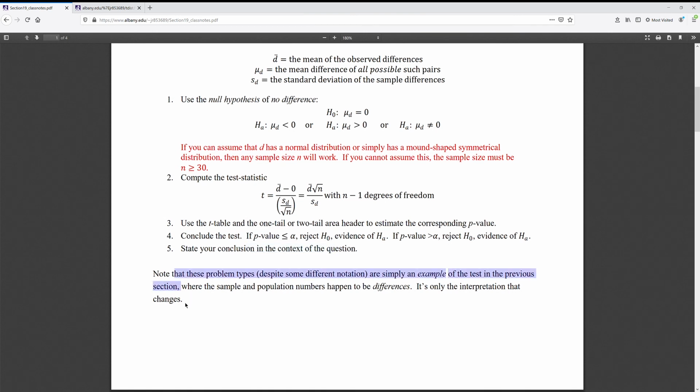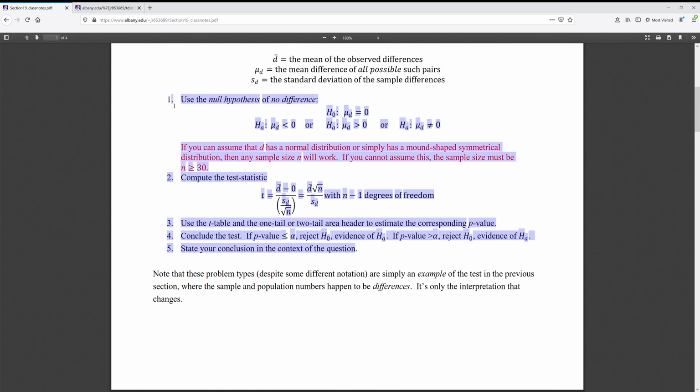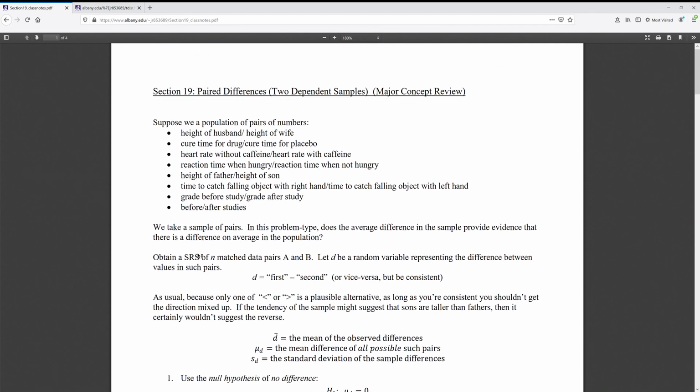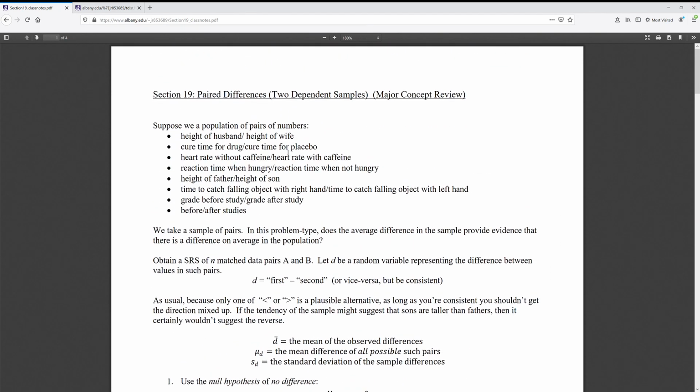And this just summarizes what I've said a couple of times now. Note that these problem types, despite some different notations, are simply an example of the test in the previous section, where the sample and population numbers happen to be differences. Only the interpretation changes, but the numerical part in the middle and the mathematical conclusions you draw, it's all the same stuff. We just have a slightly different origin story for the n numbers that we're using. They happen to be differences. So there's the theory of paired difference hypothesis tests. In the second part, I'll do a couple of examples.